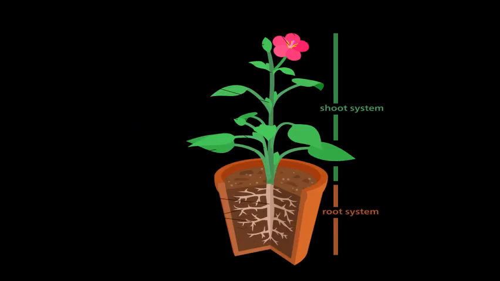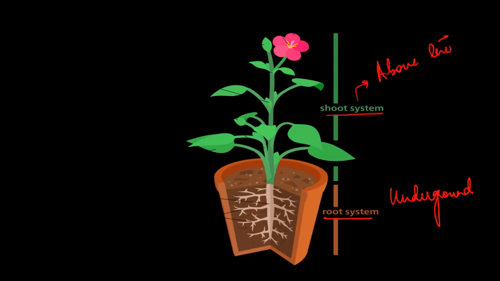Now this is a diagram of a plant, right? Before going into the functioning or metabolism of the plant, we need to know about the different parts of the plant. The plant is divided into two parts. This is the root system, and this is your shoot system. The root system lies under the ground. You cannot see it unless you dig out the plant. The shoot system lies above the ground.